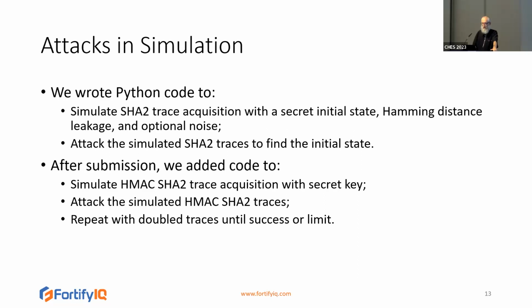Later, after the paper was already submitted, we added a version of code which makes a full attack on HMAC SHA-2. In this version, if the attack is unsuccessful, we double the number of simulated traces until we succeed or reach a limit. You can find both versions of our code in the repositories. It may help to understand the attack better to run this code in the debugger.